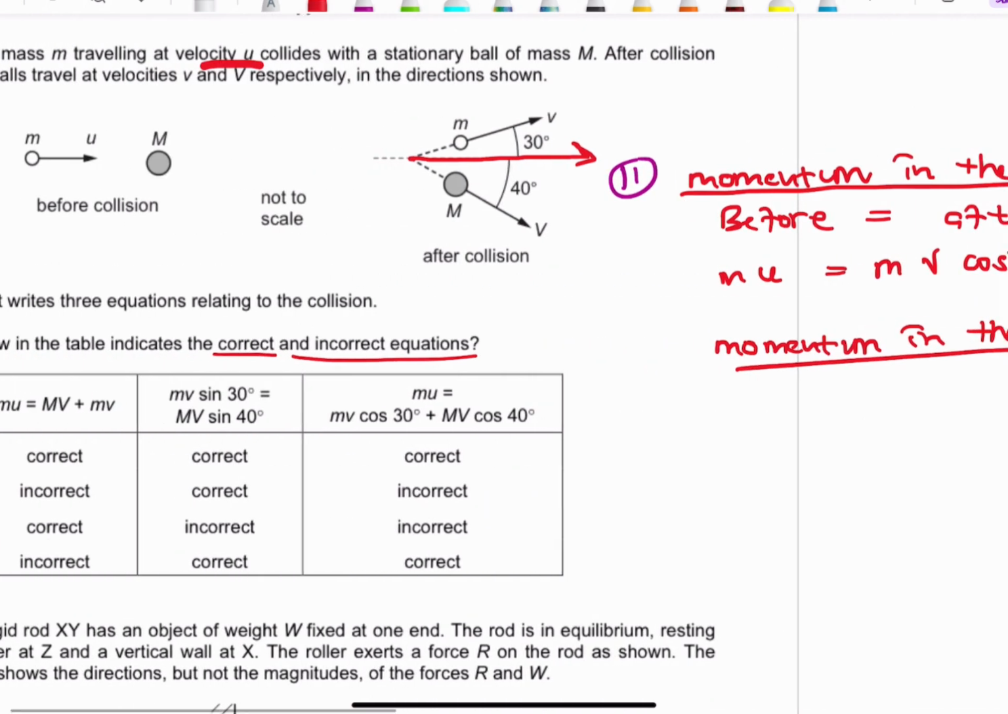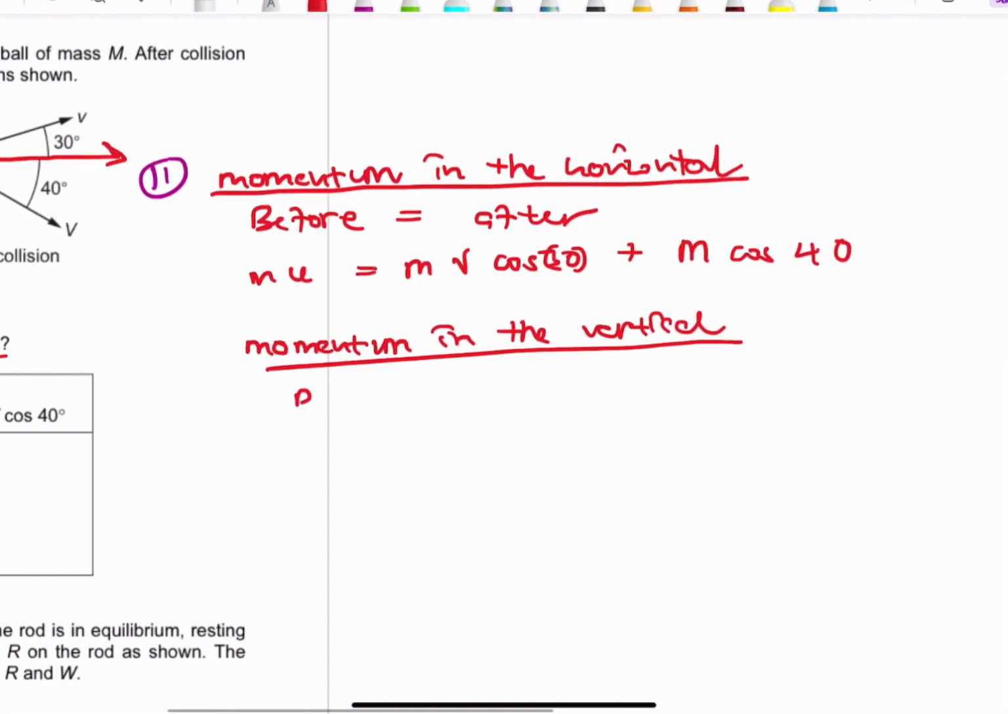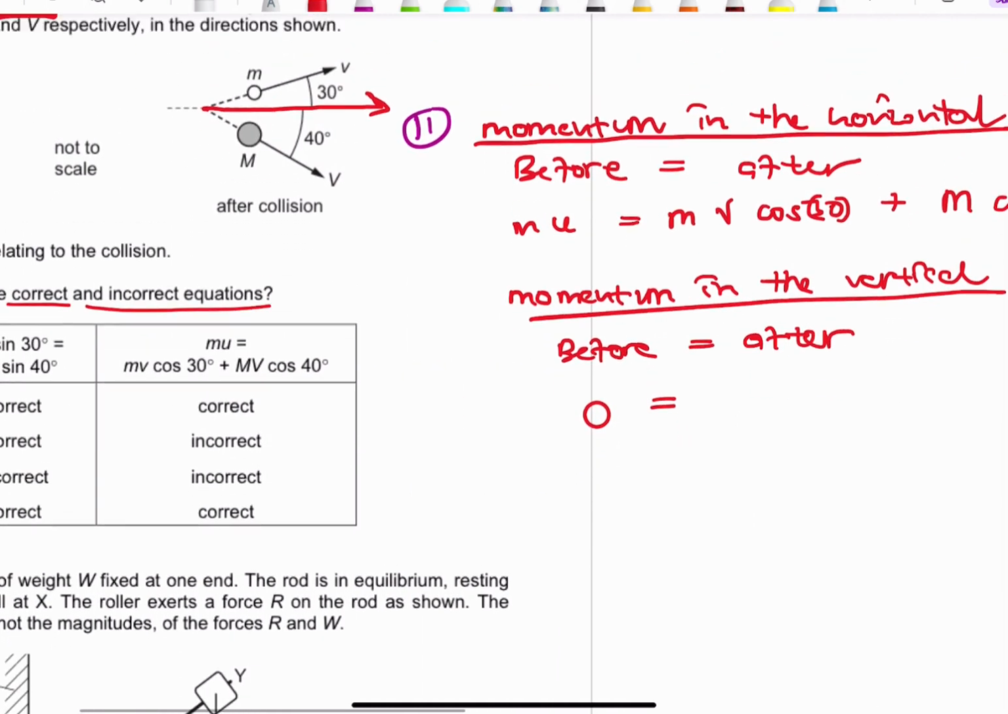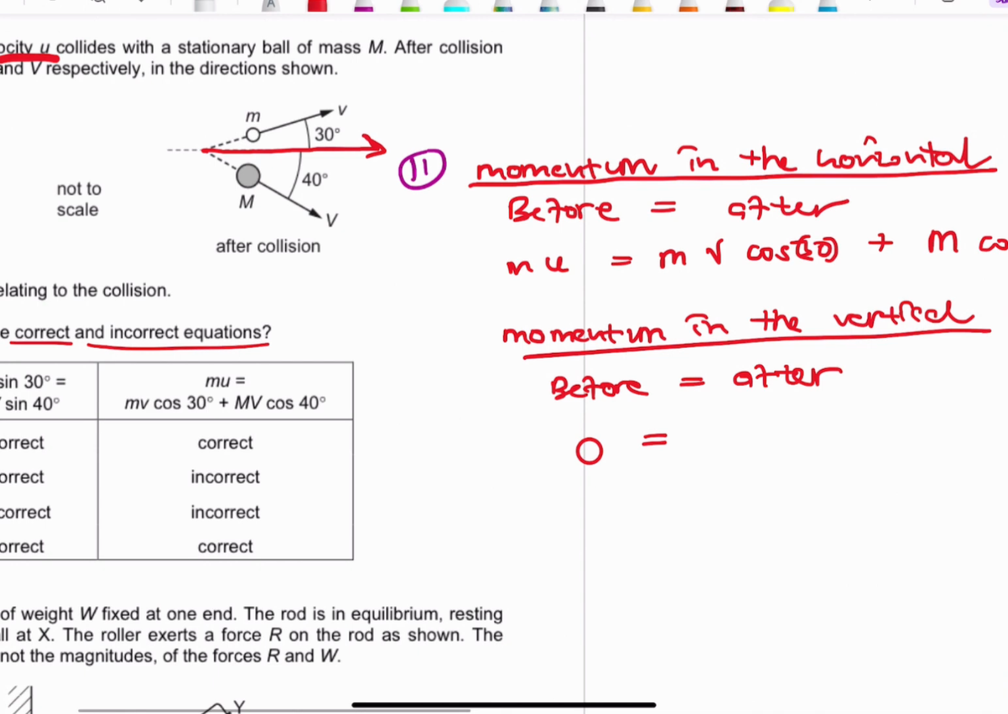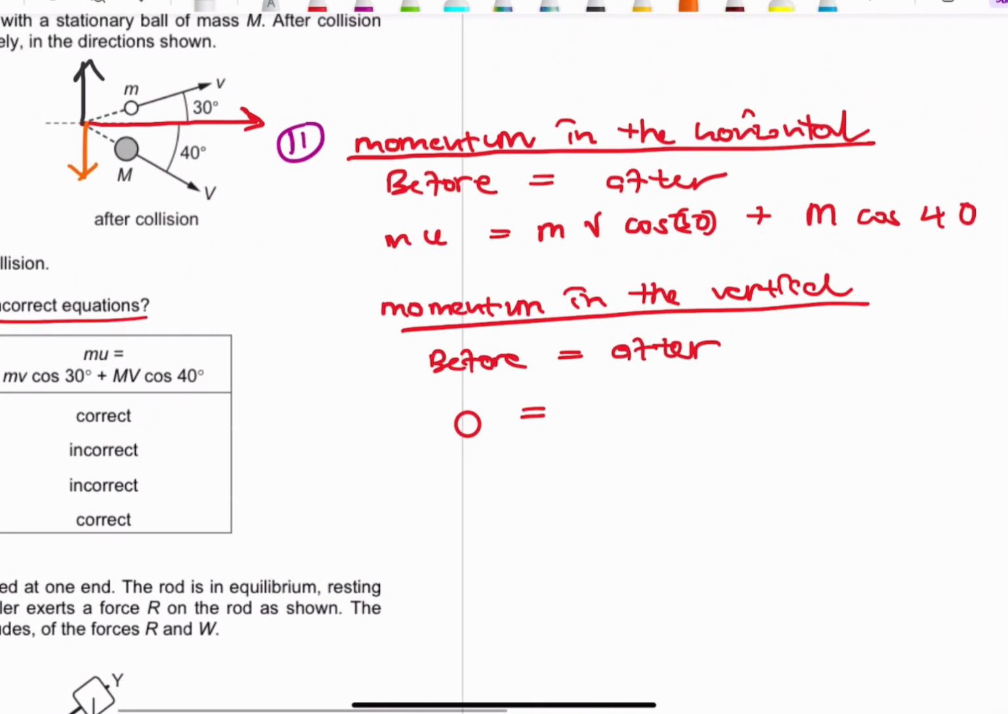Before, the momentum was actually zero, so zero before should be equal to after. After, the momentum is this component acting up and this component acting down. Let's start with the component acting up. The component acting up will be mv sine of 30. The component acting down, let down be negative, will be big M, so negative big M sine of 40.